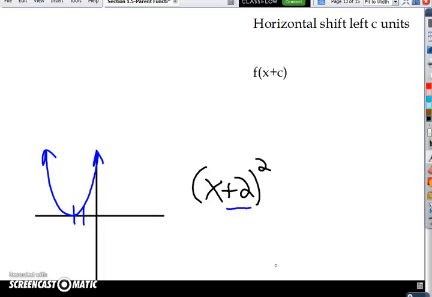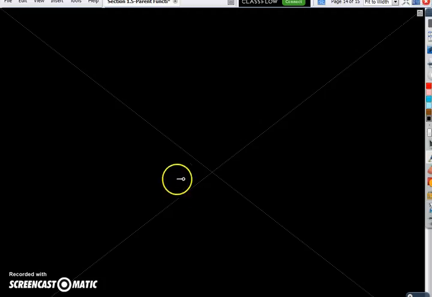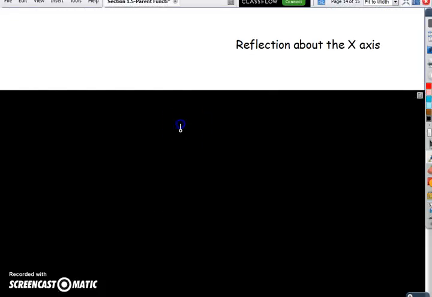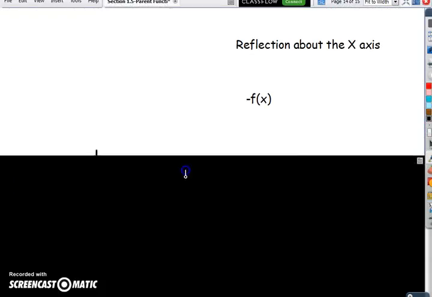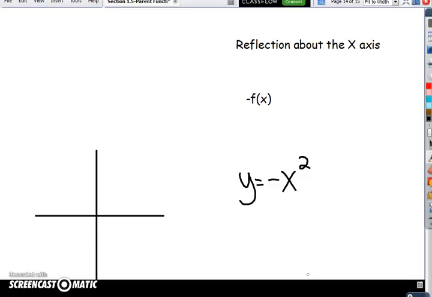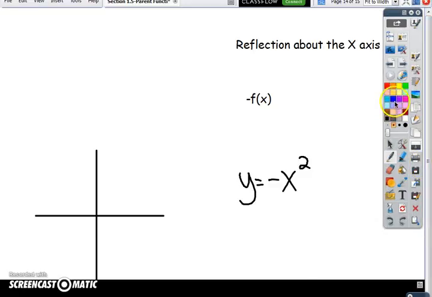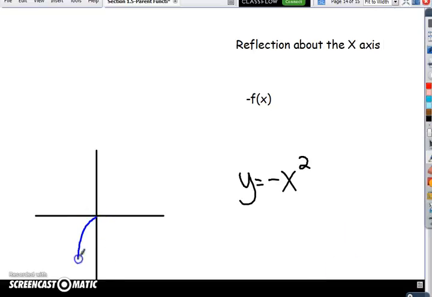Now we have a few more transformations to go. Now from here, we have a reflection about the x-axis. You put a negative out in front of the whole function. Y equals negative x squared. What's it going to do? It's going to take my graph and make it do a handstand. Like that. Now I know what you're saying, but you're squaring numbers.